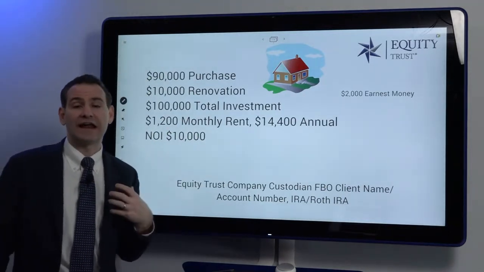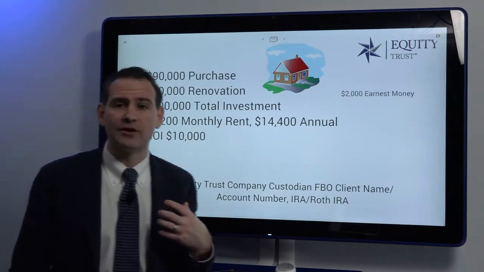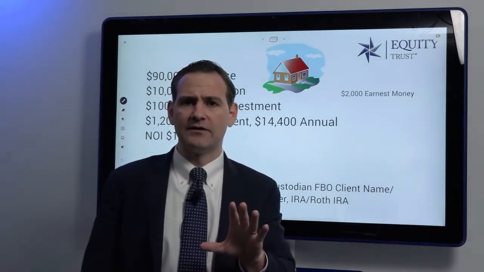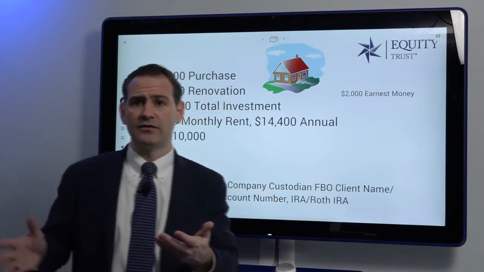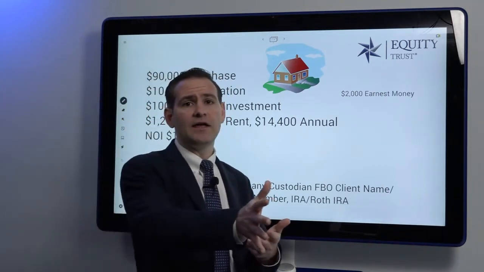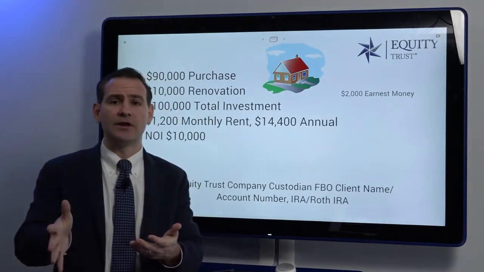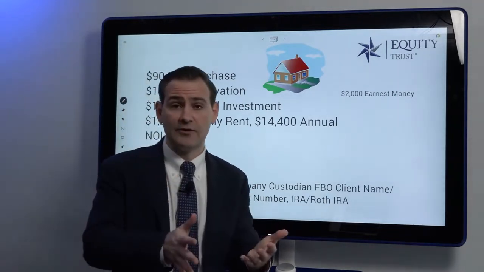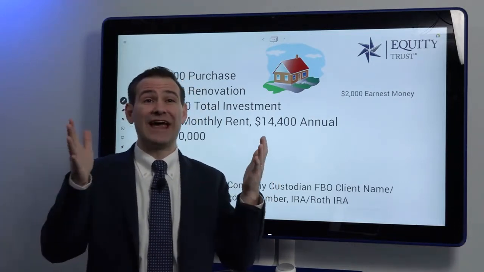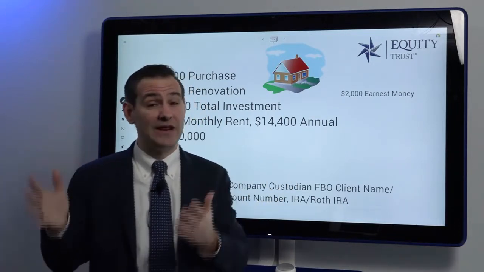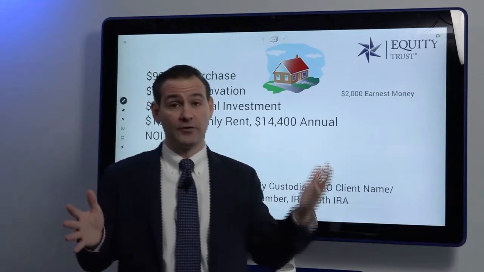In return for that cash is a deed to the property. And that's very important to understand, that when you buy real estate with a self-directed IRA, the cash is leaving the IRA. In return for that cash is a deed to the property. You're not borrowing against the IRA. You're not taking a distribution. You're not creating any type of taxable event or any type of penalty. You're simply acquiring the property.